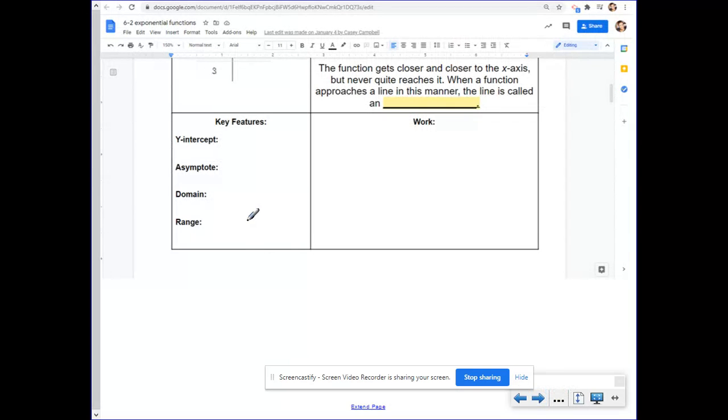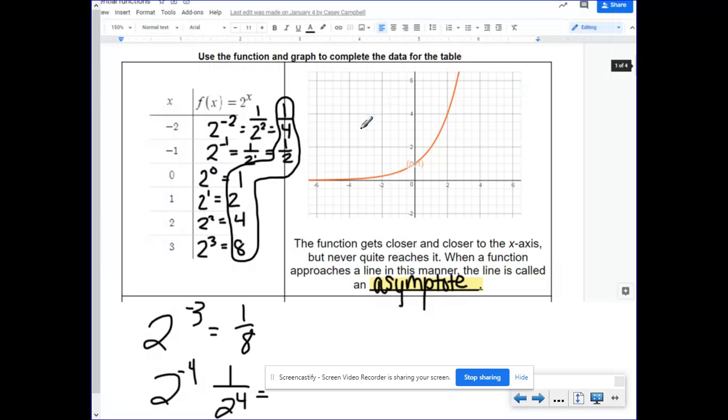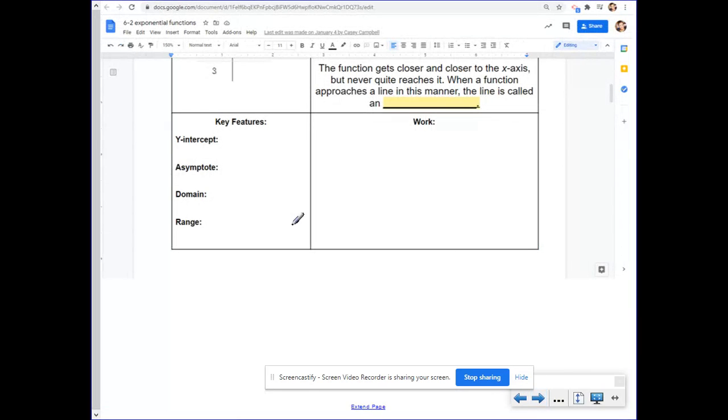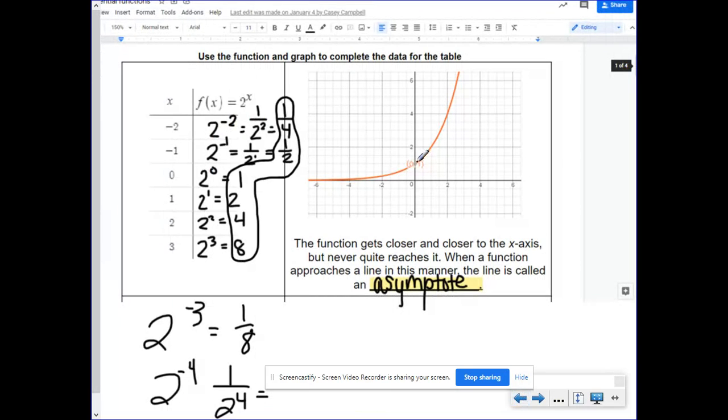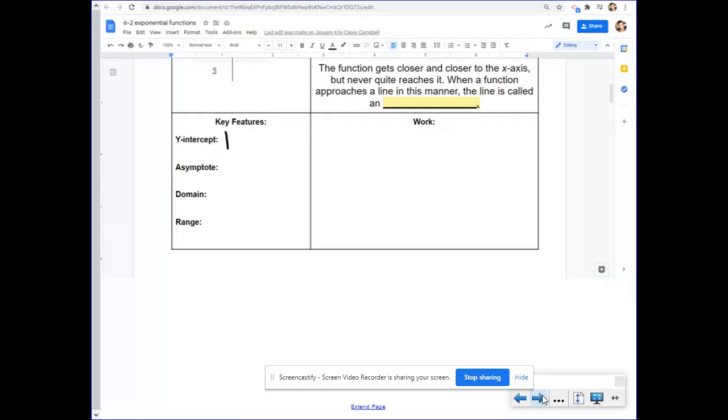Okay. So it says key features in this graph. So this is talking about the graph that we just had right here. So the key features of this graph is the y-intercept is 1. That's where my line crosses the y-axis. And you can see right here, it actually tells you the point that it crosses at 0, 1. So that's the y-intercept. The asymptote is y equals 0. That's also known as the x-axis.